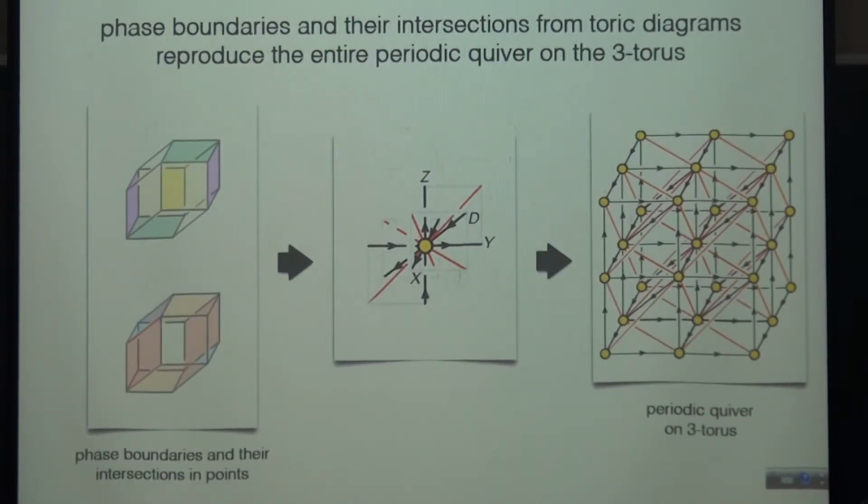So you will end up having a set of phase boundaries coming from the holomorphic Newton polynomial of my toric diagram, and these will intersect at a finite set of point intersections. And each of these point intersections is either oriented or not oriented, and they can be mapped to all of the chiral and Fermi multiplets of my 2D (0,2) quiver gauge theory. By doing so, I reproduce the entire periodic quiver I was talking about earlier.